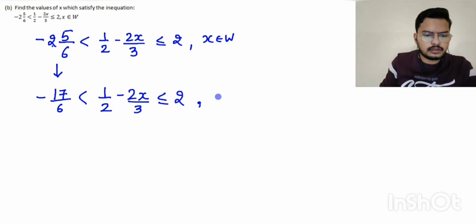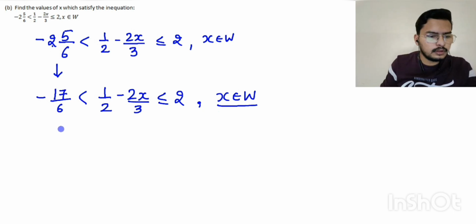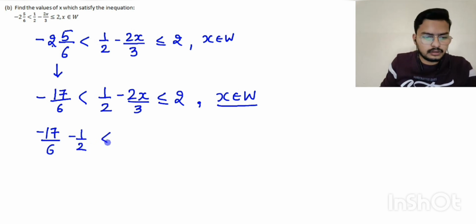And we want x to belong to the whole numbers, so no need to write every time that x belongs to whole numbers. But the main thing is that we have to remove this 1 by 2 first because we want only the x value. So first we have to remove this 1 by 2 which is extra here in the middle portion. So how can we remove this particular 1 by 2? Just subtract 1 by 2 on each and every side, that means the leftmost part, middle part, and the rightmost part also. So I am just subtracting 1 by 2 from each of the parts. So this is what I am getting, right?